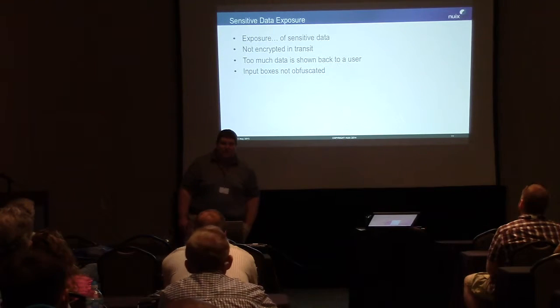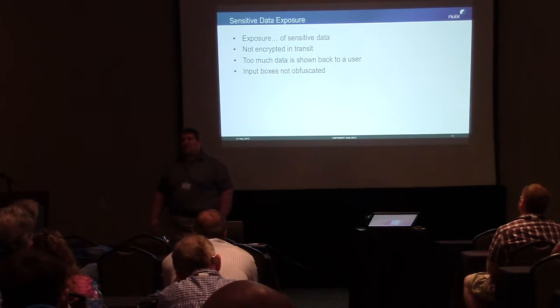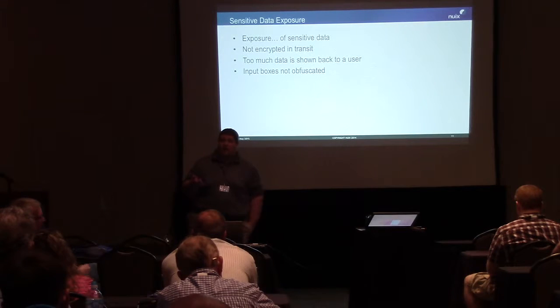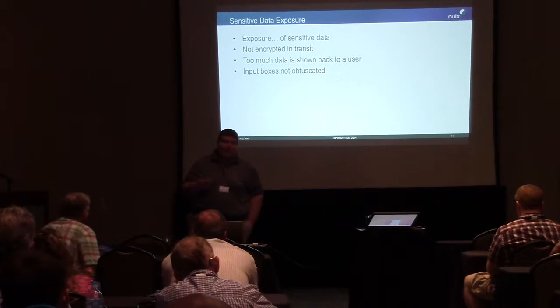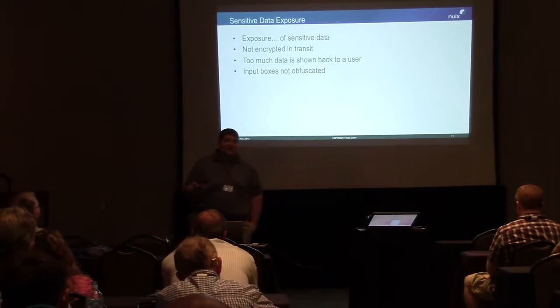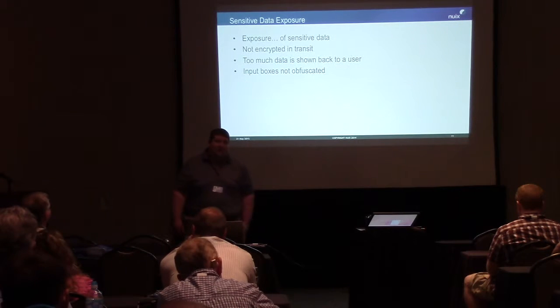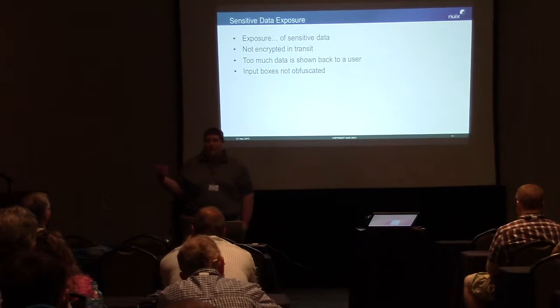Another one is too much data being shown back to a user, which is sort of weird because you're just showing the user back their own information. But most sites, for instance, when it shows you your credit card number, shouldn't ever give you back your entire credit card number. And they should almost never give you back your CVV, because that's information that you already have. They don't need to tell you again, and it should just be handled. The other one is input boxes not obfuscated. So if you're typing in your password, somebody behind you can see it, those sort of things.